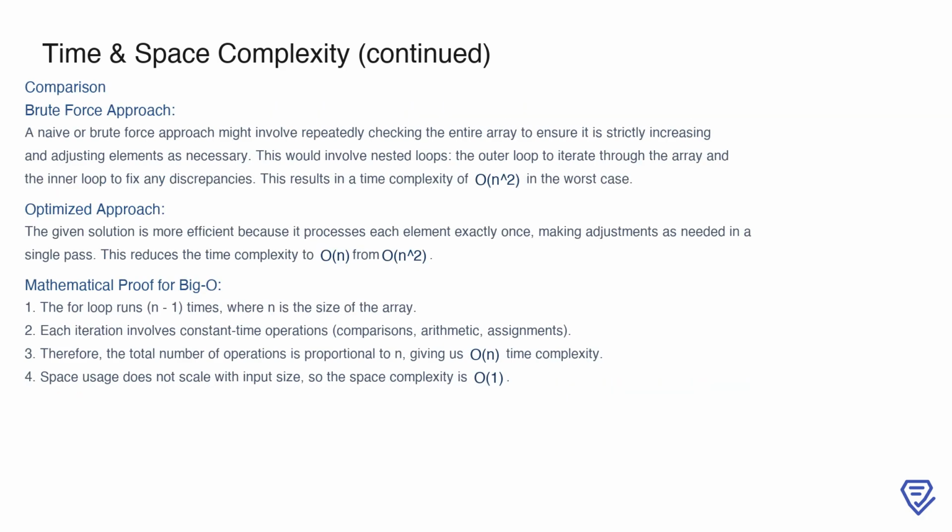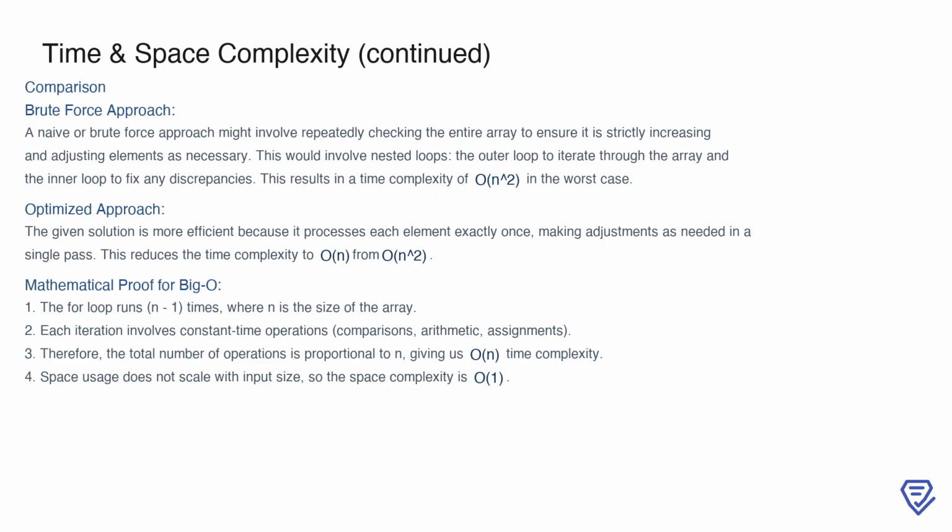To better understand the efficiency of this approach, let's compare it with a brute force method. A naive solution could involve repeatedly scanning the array to check if it is strictly increasing and adjusting elements whenever needed. This would require nested loops, where the outer loop iterates through the array and the inner loop resolves discrepancies. In the worst case, this results in a time complexity of O(n²), which is significantly less efficient.